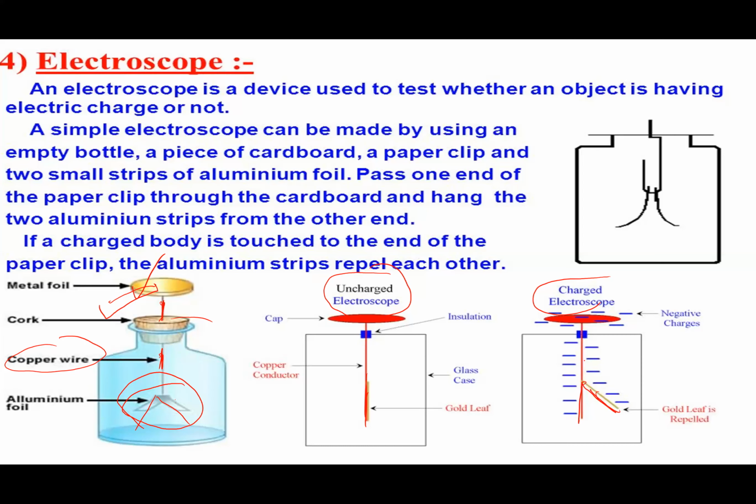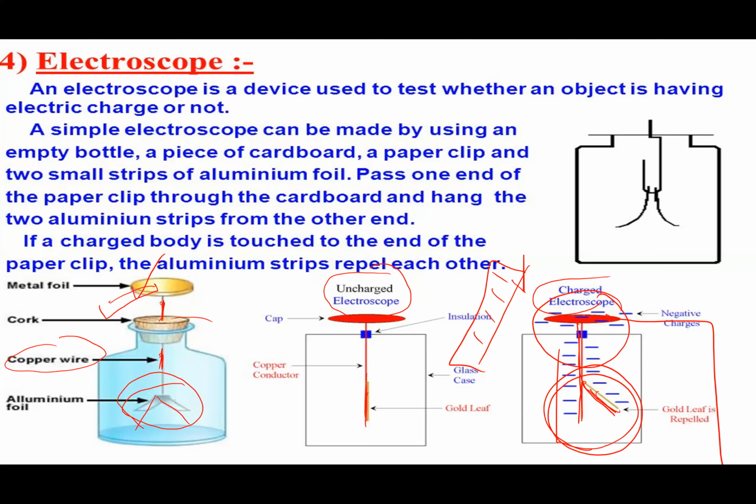Here the electroscope is negatively charged. If you brought an object which has negative charges close to this body, it will push the negative charges to this portion and positive charges will be created here. Then touching it with the earth, the positive charges will transfer to the earth and the electroscope will be charged negatively.